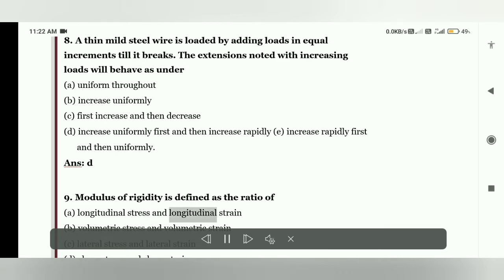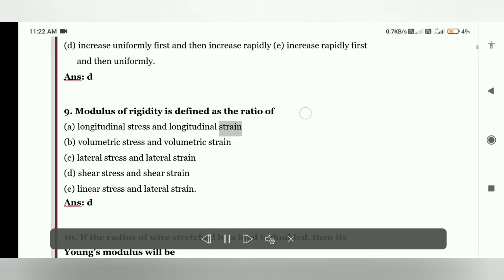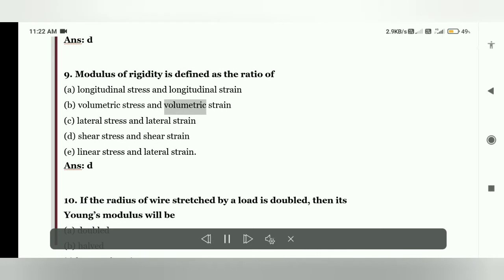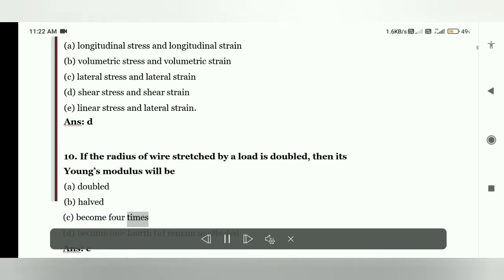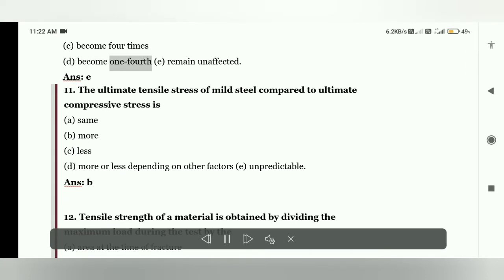9. Modulus of rigidity is defined as the ratio of longitudinal stress and longitudinal strain, volumetric stress and volumetric strain, lateral stress and lateral strain, shear stress and shear strain, linear stress and lateral strain. Answer D. 10. If the radius of wire stretched by a load is doubled, then its Young's modulus will be doubled, halved, become four times, become one-fourth, remain unaffected. Answer E.